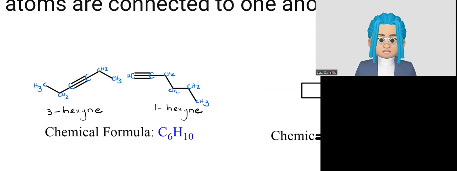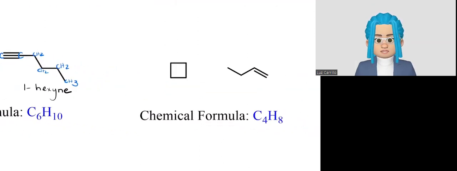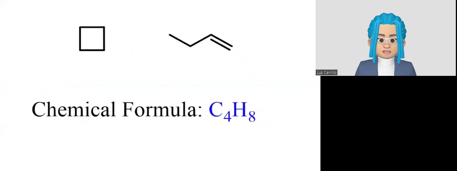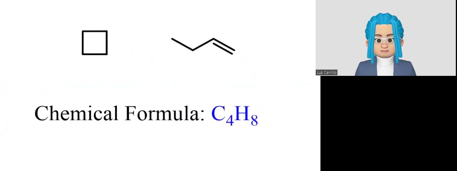So if you're given names of molecules and you're able to draw them, you can draw the structures and determine if they have the same chemical formula, that they are structural isomers of each other, or constitutional isomers, which is the same thing. Here, we have two molecules. They share the chemical formula C4H8.